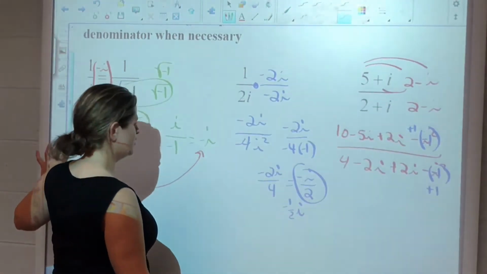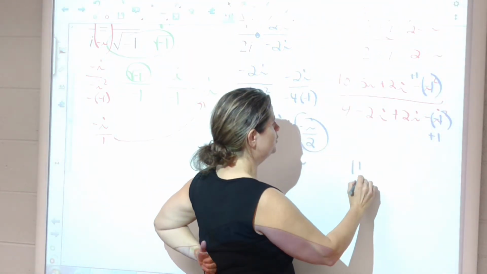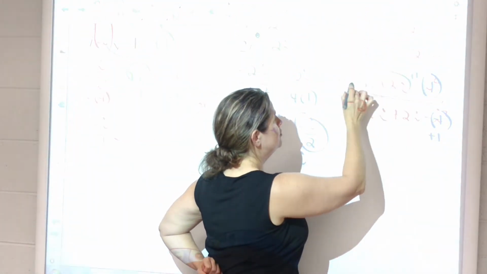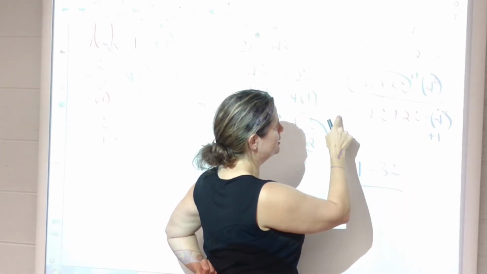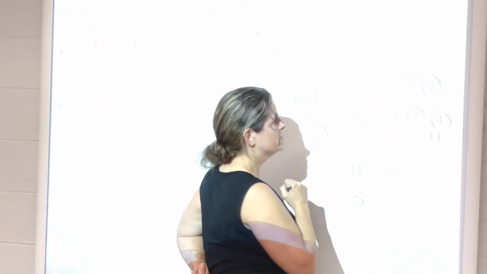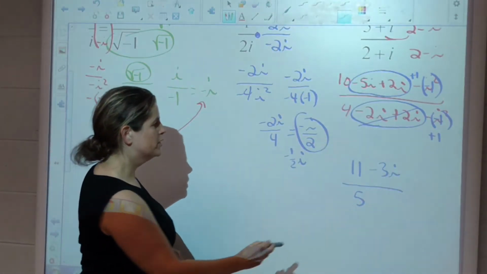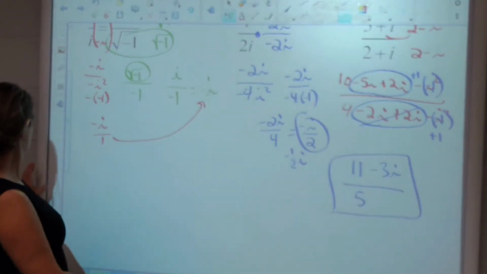So it looks like for a final answer here, the tops combine to give you 11. The imaginary pieces will give you a -3i. On the bottom, that's going to be 4 plus 1. And your imaginary pieces cancel each other out. So this will be our final answer for our division problem.